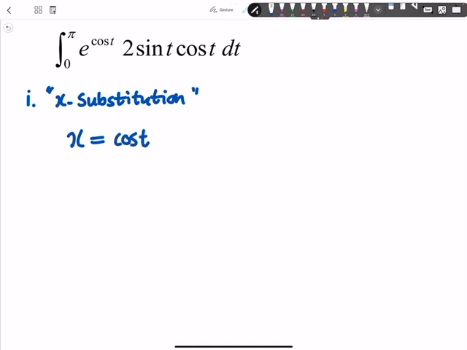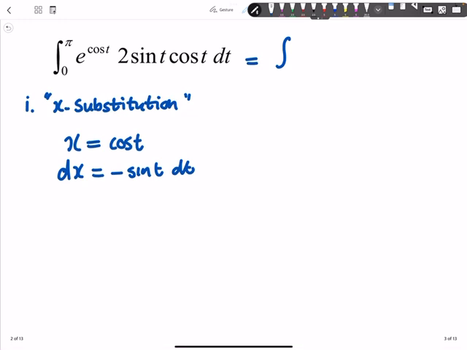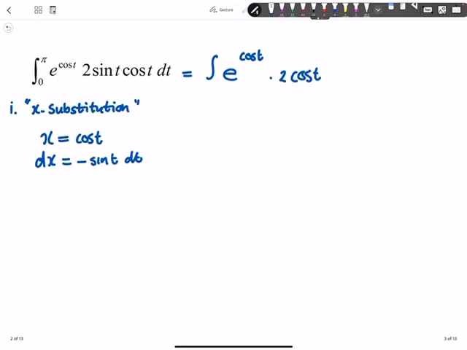of t. If x is cosine of t, then dx is equal to minus sine of t dt. So if we had rearranged this equation, you're going to see we would have the integral of e to the cosine of t. I'm going to write this as times 2 cosine of t and then times sine of t dt. And I'm just rearranging it just so that you can see that I do have a sine t dt in my problem. So I just need to move this negative sign to the other side.